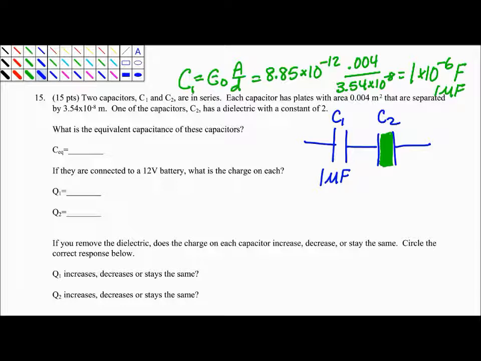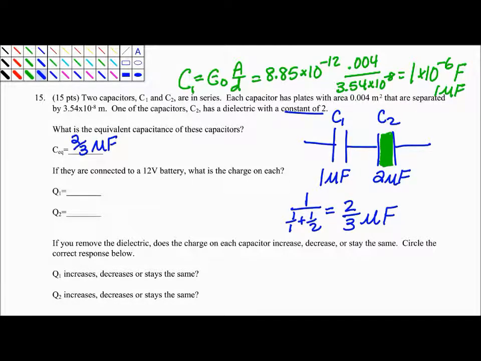And because this one has a kappa of 2, is that what it was? Yeah, the dielectric constant is 2. That's going to be 2 microfarads for this capacitor. All right, the equivalent then is 1 over 1 plus 1 over 2. That's 1.5, that's going to be 3/2. The inverse of that is 2/3 of a microfarad.